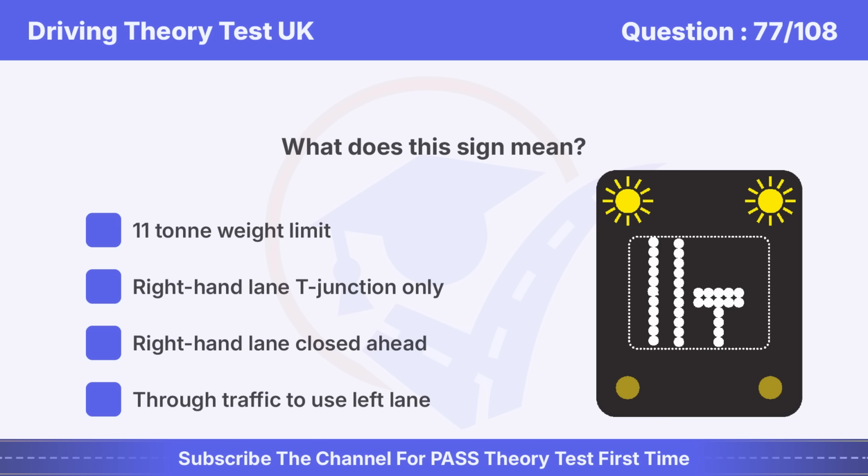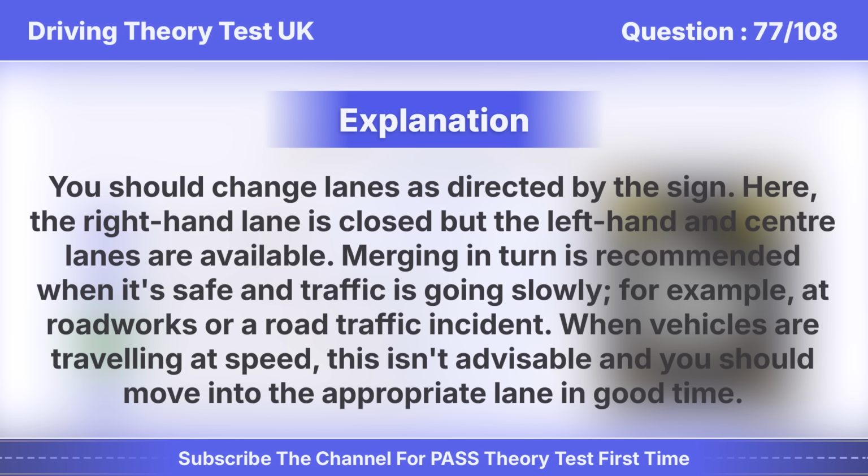Question 77. What does this sign mean? Answer is C. Right-hand lane closed ahead. You should change lanes as directed by the sign. Here, the right-hand lane is closed but the left-hand and center lanes are available. Merging in turn is recommended when it's safe and traffic is going slowly, for example, at roadworks or a road traffic incident. When vehicles are traveling at speed, this isn't advisable and you should move into the appropriate lane in good time.